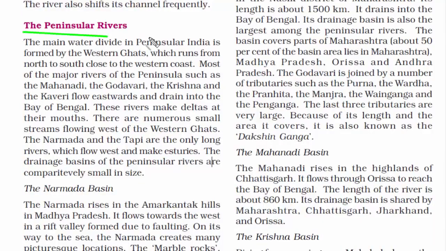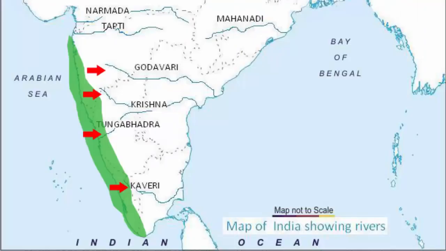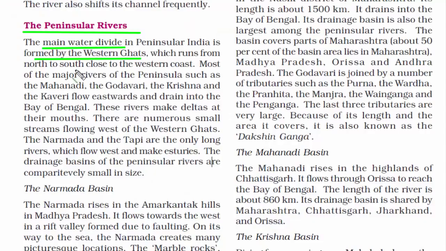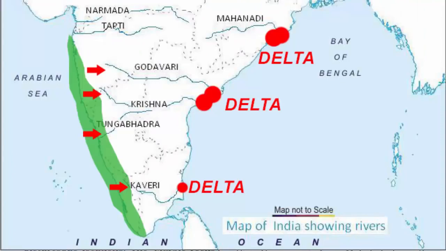Now let's read about the peninsular rivers. The main reason behind the water divide in peninsular India is the Western Ghats, because most of the peninsular rivers originate in this region. I'm talking about rivers such as Mahanadi, Godavari, Krishna and Kaveri. And due to the fact that Western Ghats is slightly elevated, the rivers flow eastward and drain into the Bay of Bengal. And these rivers also make deltas at their mouth. So if you see in this region, you'll find many deltas.